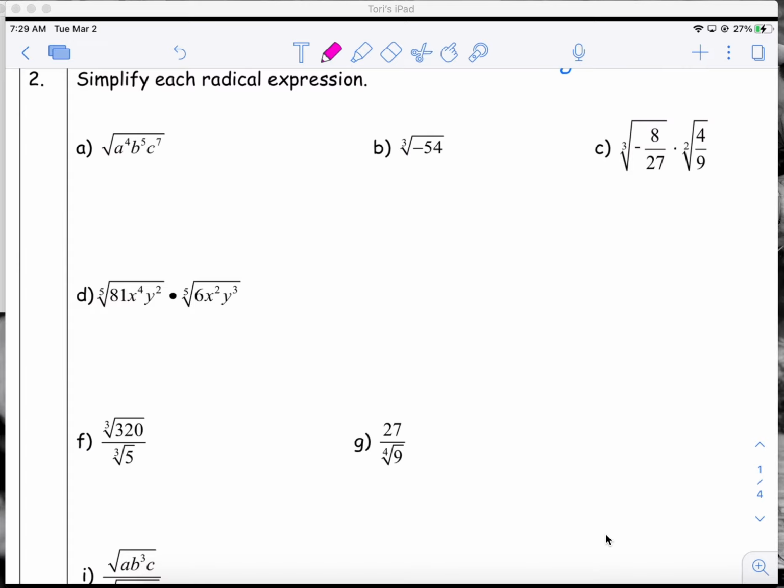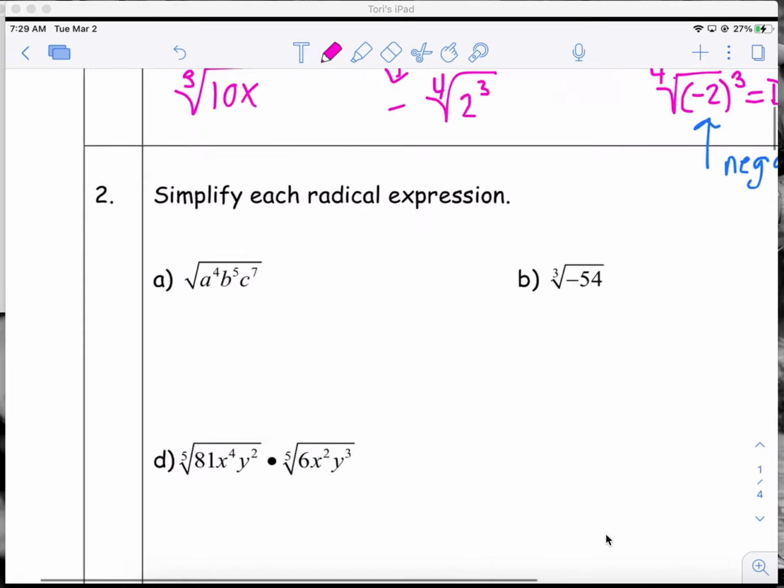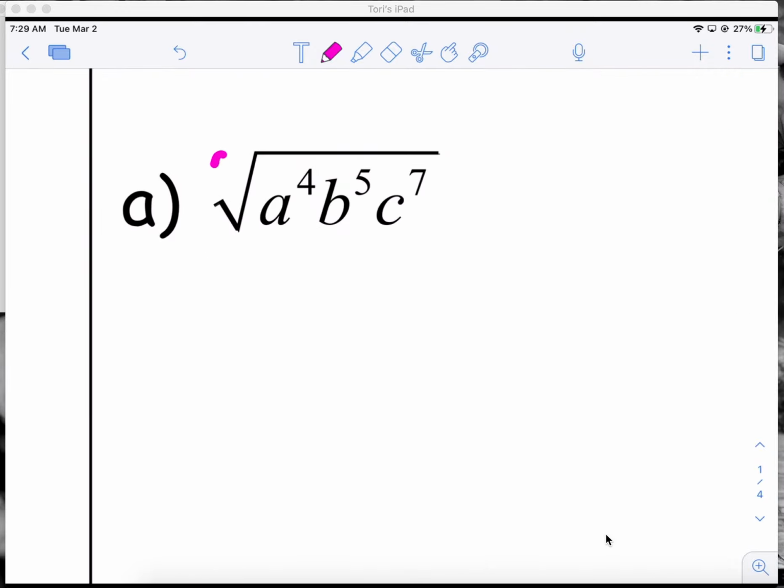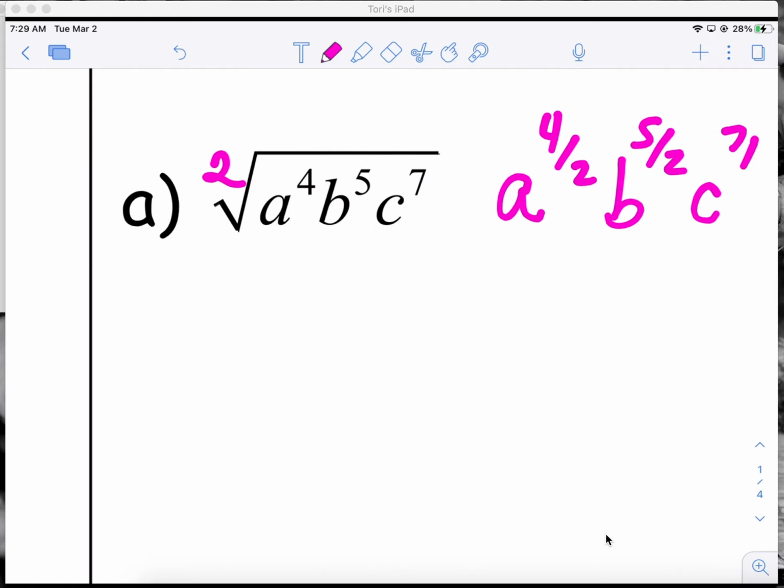All right, so if I'm looking at problem A, it's a square root problem. So you don't usually write the 2 here, but I'm going to just so you know. You have 2 options. You could rewrite this as fractional exponents, and I'm going to do that one time. So I could rewrite it as 4 over 2, 5 over 2, and 7 over 2, and then pull those out as whole numbers if I wanted to, okay? So for a, 4 over 2 would give me a squared. If I did the same thing with b, I would get 2 b's with 1 left over.